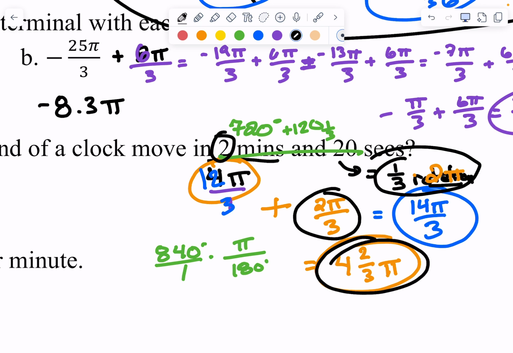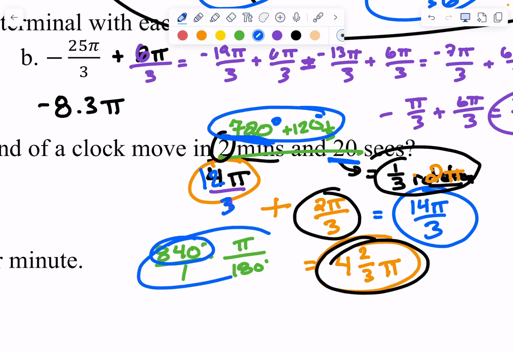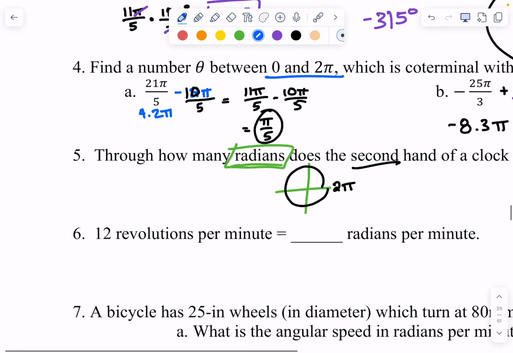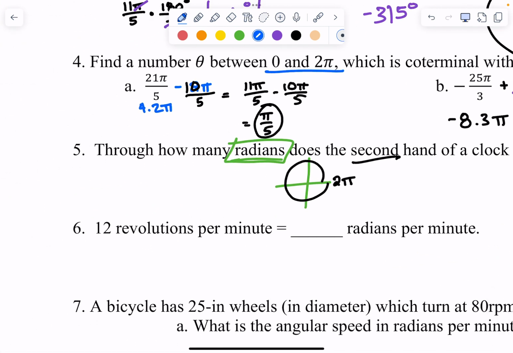But then we also said that 2 rotations would be 720 in degrees, right? And a third of a revolution, or 20 seconds, would be 120 degrees, which together would be 840. If your brain thinks better in terms of degrees first, then you can convert to radians and you would get 14 pi over 3. So either way, that would work. Okay, all right, here we go.